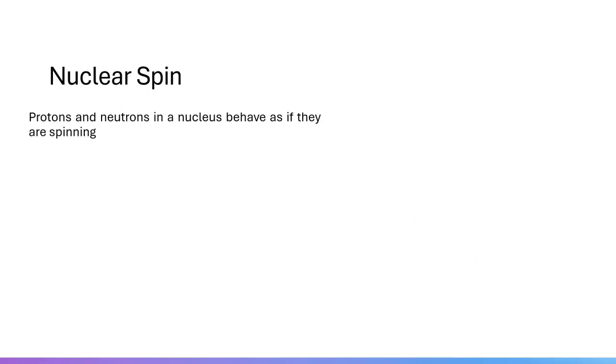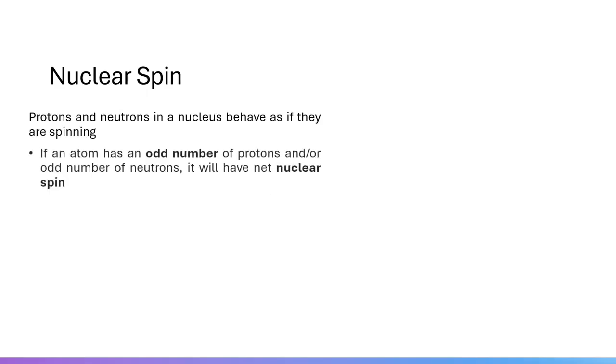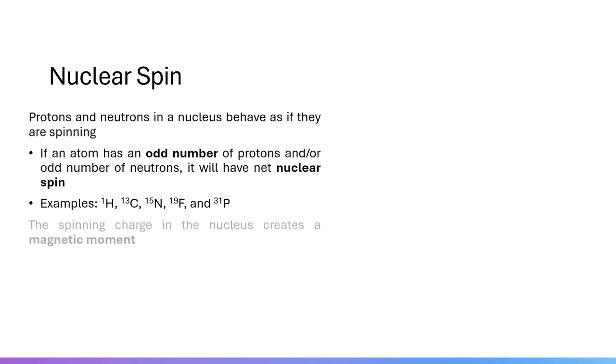Nuclear spin. Protons and neutrons in a nucleus behave as if they are spinning. If an atom has an odd number of protons and/or an odd number of neutrons, it will have a net nuclear spin. Some example isotopes that have net nuclear spin include 1H, carbon-13, nitrogen-15, fluorine-19, and phosphorus-31.